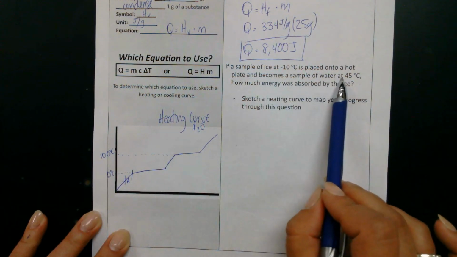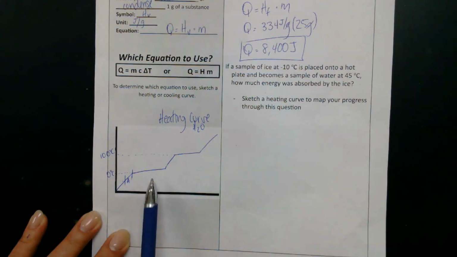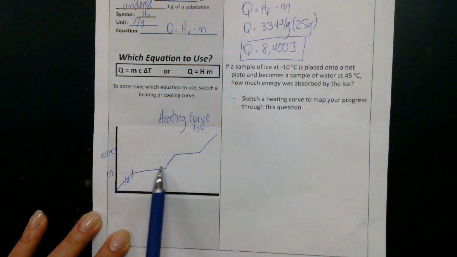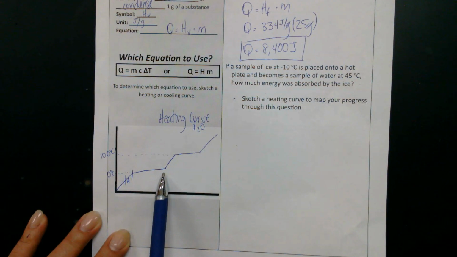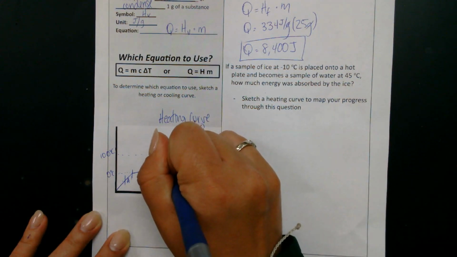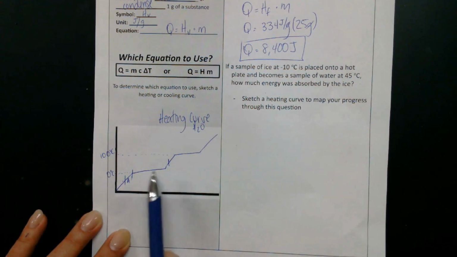And then it becomes a sample of water at 45 degrees Celsius. How much energy was absorbed? Okay, well, we know that this section right here, this is where solid and liquid are coexisting. That is still at 0. So at what point would I mark 45? Well, 45 is going to be somewhere around the middle, right? So this is where the end of the situation occurs.